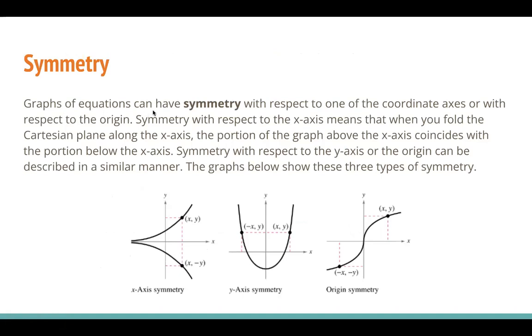Symmetry. Graphs of equations can have symmetry with respect to one of the coordinate axes or with respect to the origin. Symmetry with respect to the x-axis means that when you fold the Cartesian plane along the x-axis, the portion of the graph above the x-axis coincides with the portion below the x-axis. Symmetry with respect to the y-axis or the origin can be described in a similar manner. The graphs below show these three types of symmetry. This is x-axis symmetry, this is y-axis symmetry, and this is origin symmetry.